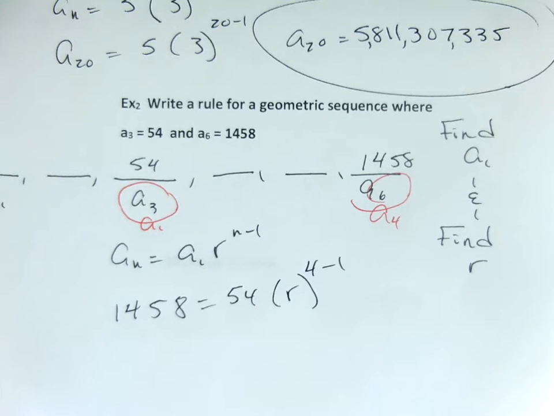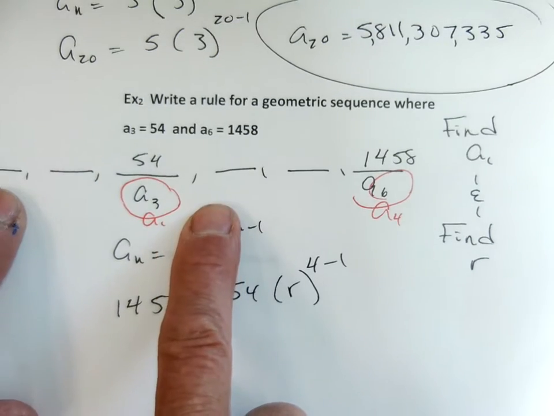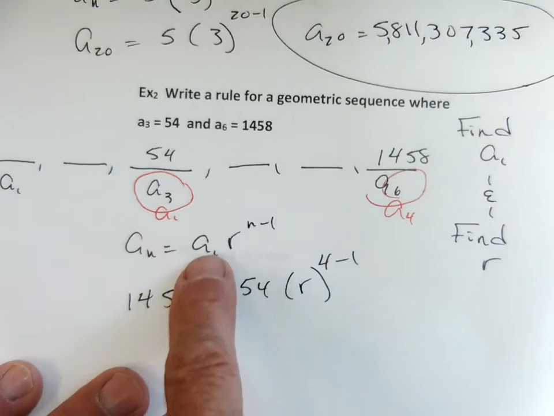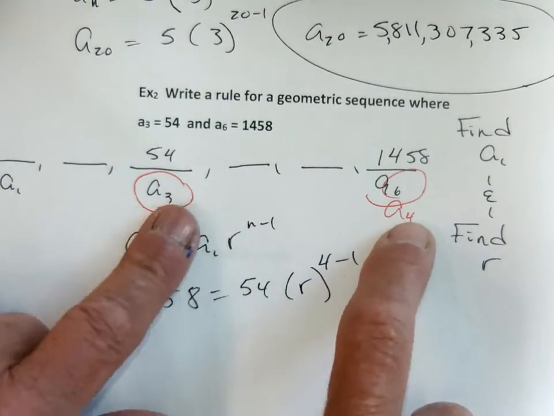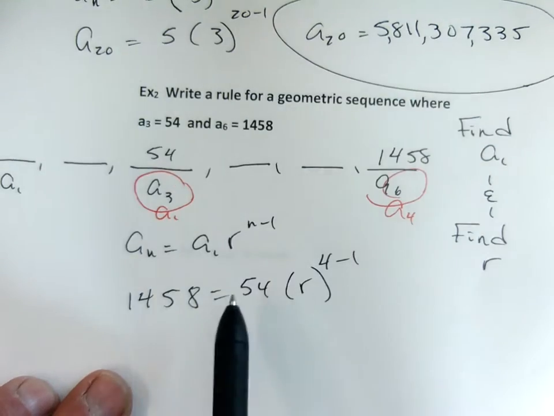So again, I'm shifting everything because I know what's happening between here and here will be the same thing that's happening between here and here, okay? So if I let this be A1, I put it here. If I let this be A4, because I'm shifting the whole thing back, right? So there's my A4. So that means I have 4 terms, 4 minus 1.